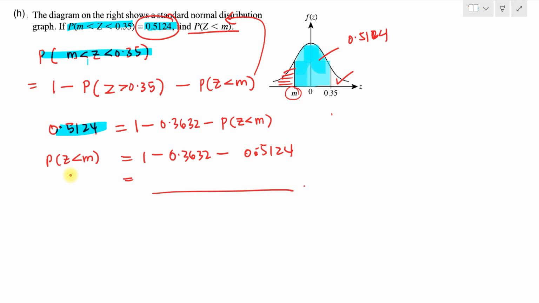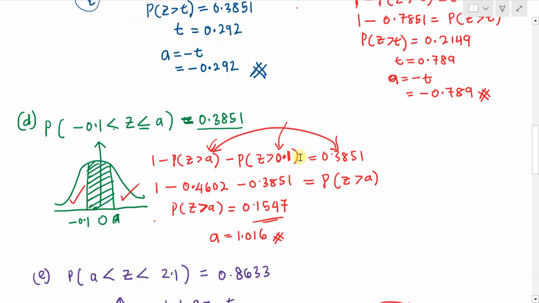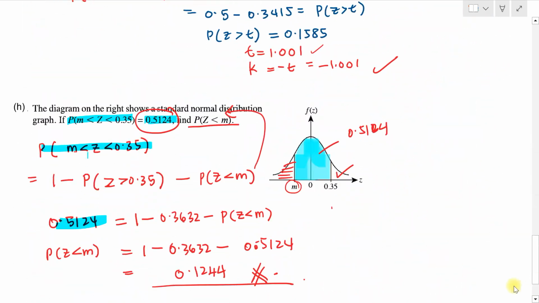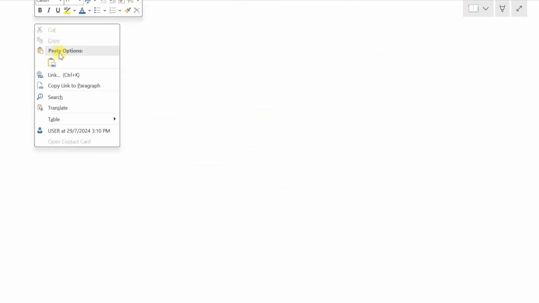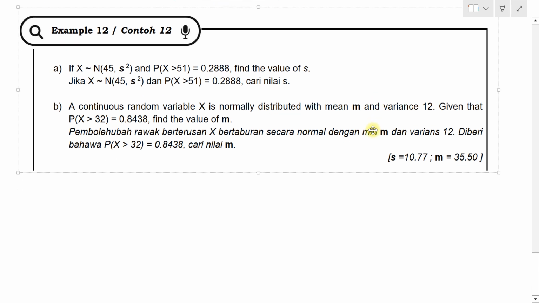So you're getting 0.1244. They don't ask for m. They ask for z less than m, what is the probability? Answer in probability too. They don't ask for m. Let's say you mistakenly find m, and then after that I find less than m, you will get the same answer, but in a very long way. Okay, right. So that is example 11. Next, I want to continue with example 12 as well, because next week we want to prepare with all kinds of problem solving only.